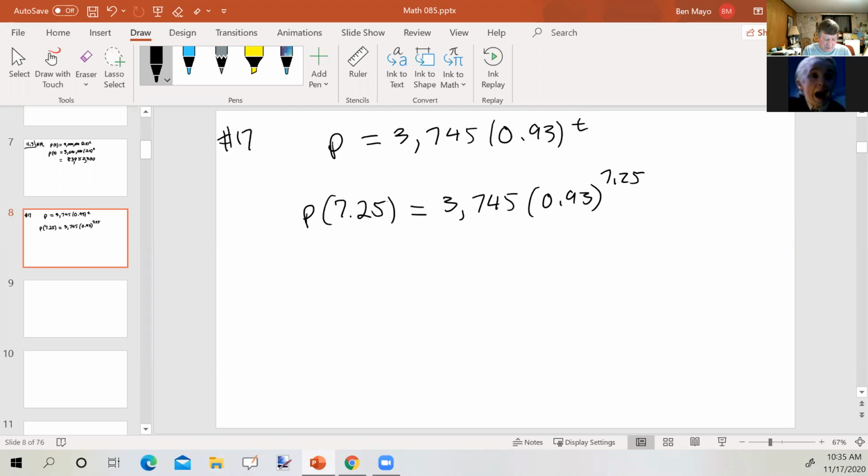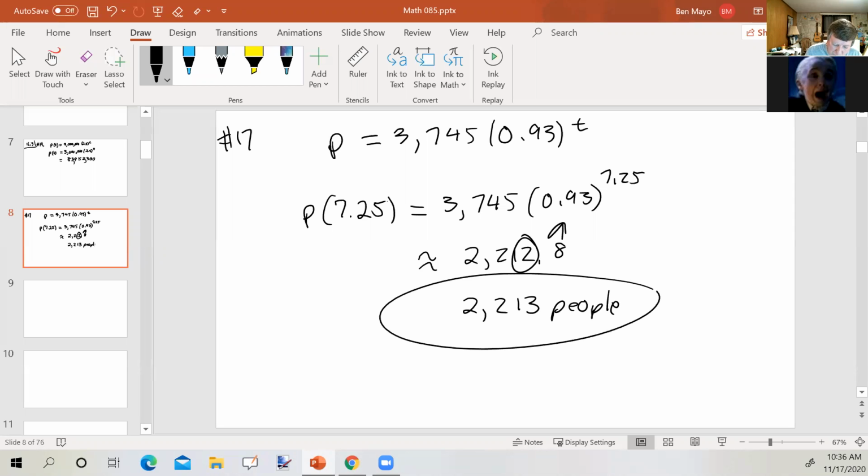So 3745 times 0.93 to the 7.25 power. It says to round your answer to the nearest person. I'm getting 2,212.8. So we would round the 2 up because of the 8 in the 10th column. So 2,213 people would be the answer to number 17. Any questions on that before we go on?